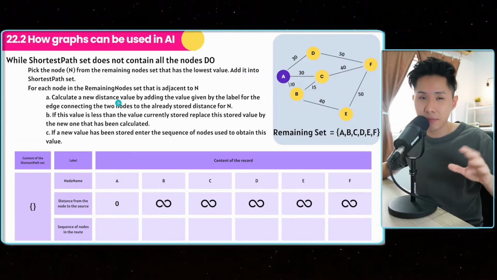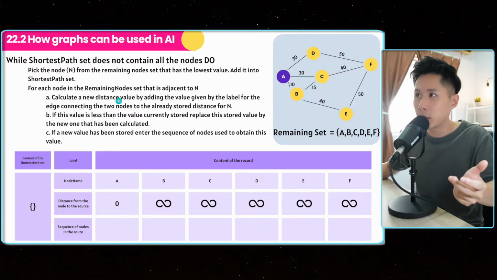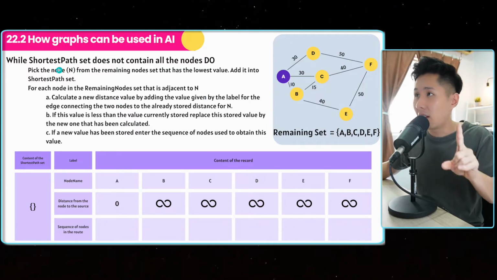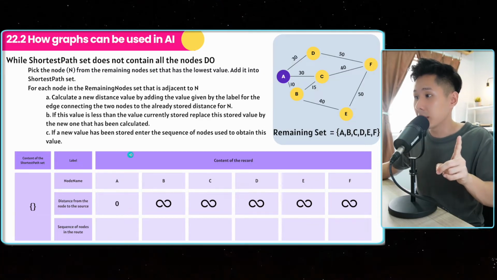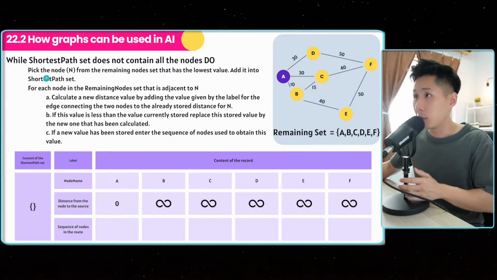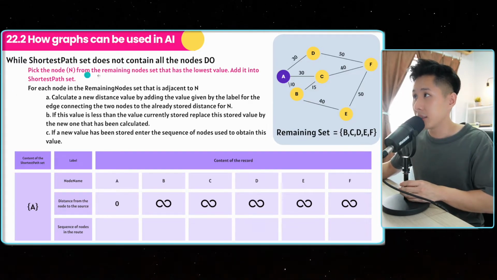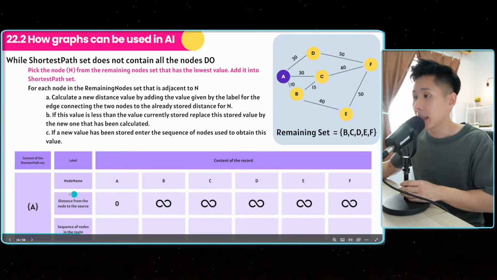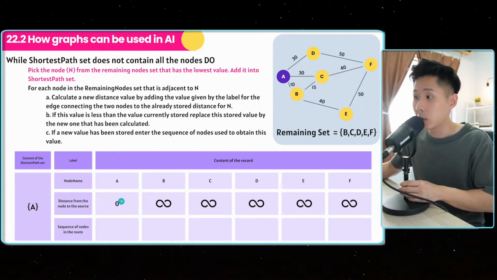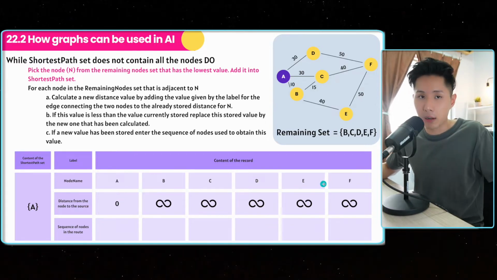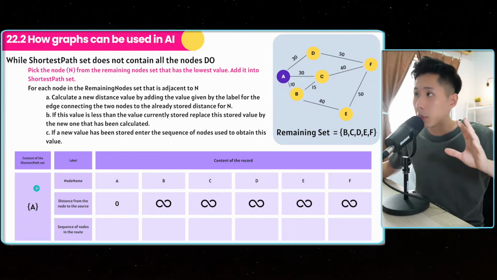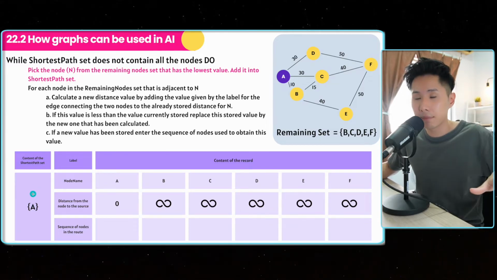And this is the algorithm. Don't worry, it contains a lot of words, but I will make it simple. This algorithm says that while the shortest path set does not contain all the nodes, then this is what we'll do. We'll pick the node N from the remaining node set that has the lowest value. By the way, we have another row here called distance from the node to the source. Because A is the source, the distance will automatically be 0. And B to F we will find throughout the algorithm. But for now, we will put A into our shortest path set.